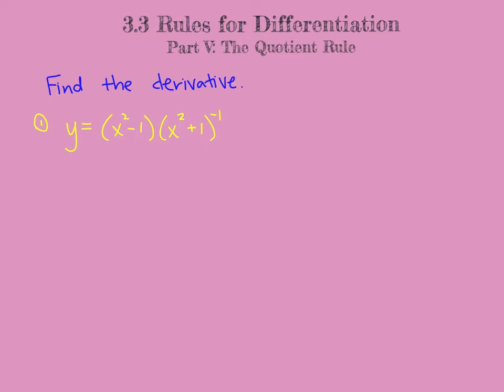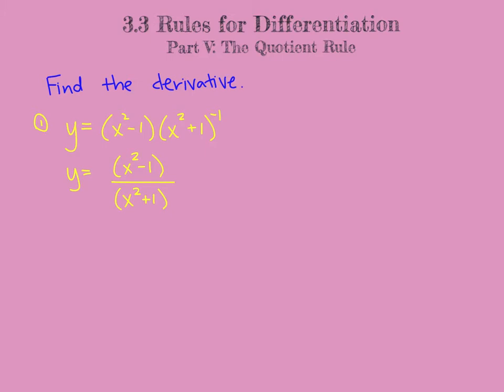In this first example here, at a first look at it, it does look like we have a product, and technically we do. However, because it's raised to the negative first, there's going to be some issues there. What raising something to the negative first means is that it belongs in the denominator. And we've discussed this before. So the x squared minus 1 stays up top. It's raised to the first power. This x squared plus 1 belongs in the denominator, raised to the positive first power.